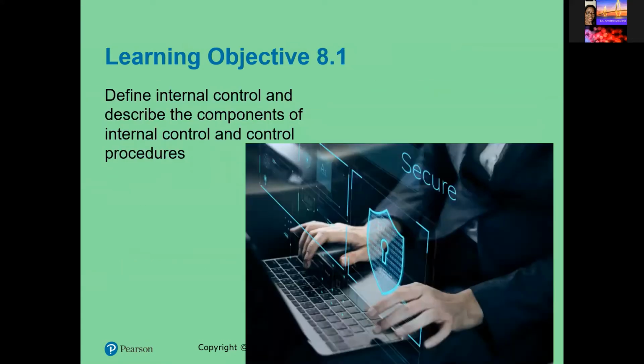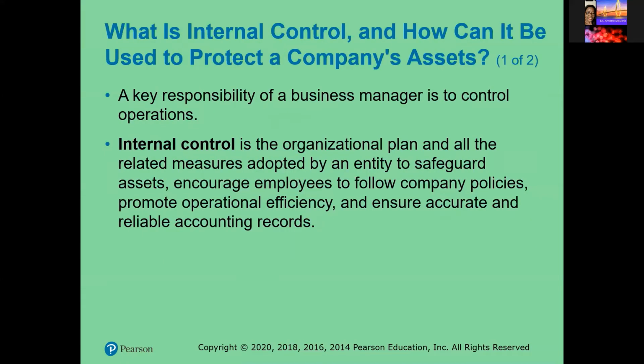Let us begin with learning objective 8.1. Define internal control and describe the components of internal control and control procedures. So what is internal control and how can it be used to protect a company's assets? Owners set goals. They hire managers to lead the way, and they hire employees to carry out the business plan.